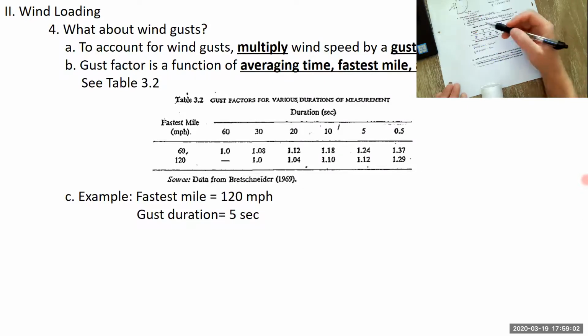All right, great. So going into this table, we have our fastest mile is 120 miles per hour, so I'm going to be reading this bottom row. My gust duration is 5 seconds. So my gust factor, G sub F, is equal to 1.12. And I'll multiply this times my design wind speed to account for any effects of wind gusts.